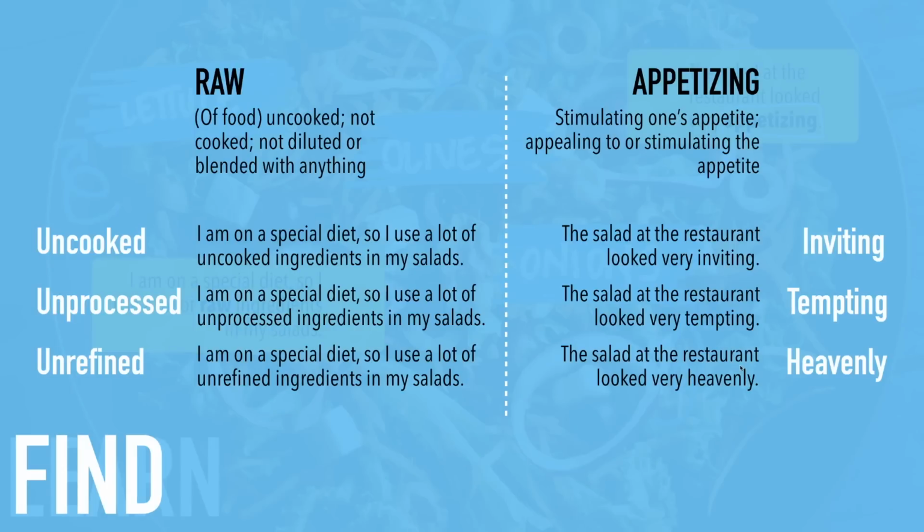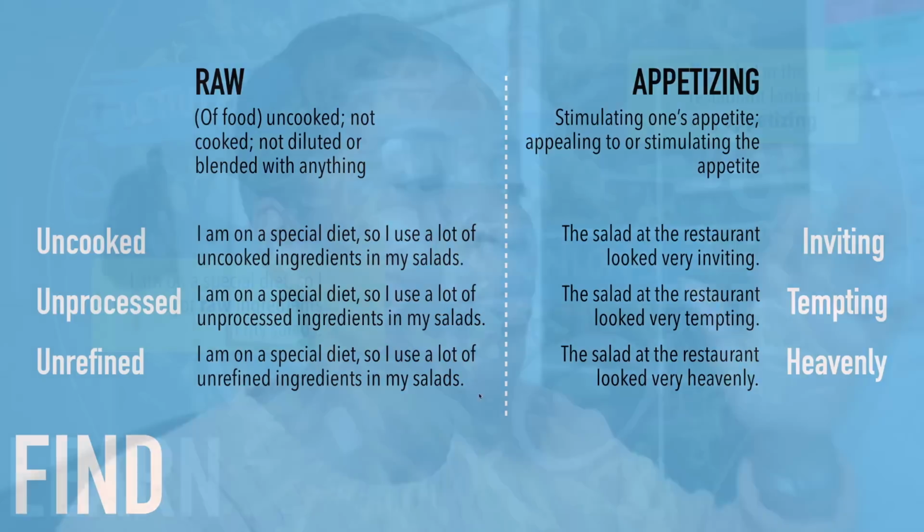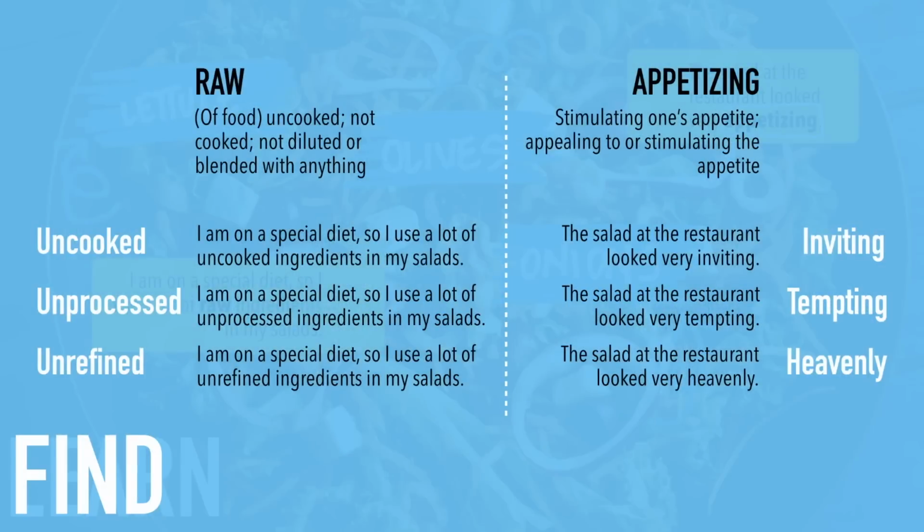Here we go. All right, now we're going on to the find. Remember, we're looking for 3 synonyms for each word. So we're going to start off on the left side of the screen, okay? So here we go. Raw, again, meaning uncooked or not cooked. So we have 3 synonyms: uncooked, unprocessed, and unrefined. One more time for pronunciation. Uncooked, very good. Unprocessed, good job. And finally, unrefined. Yeah, that's a tricky one, okay?